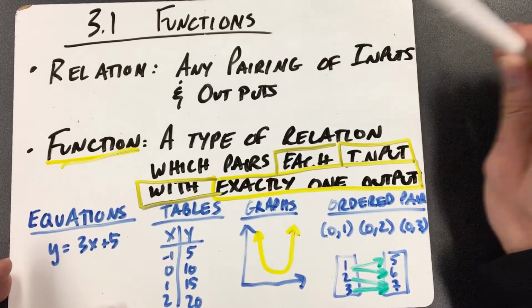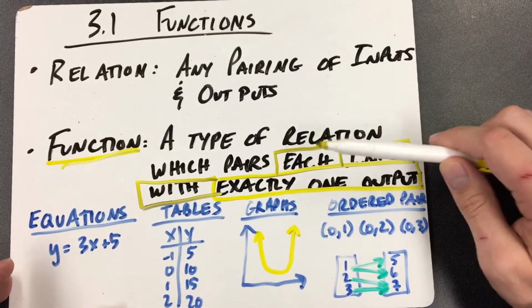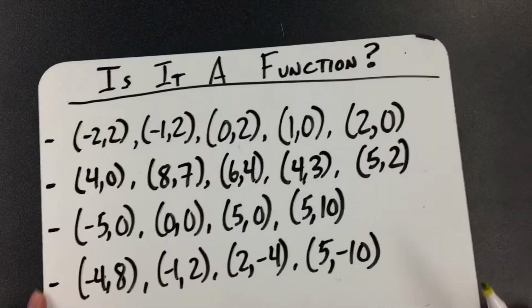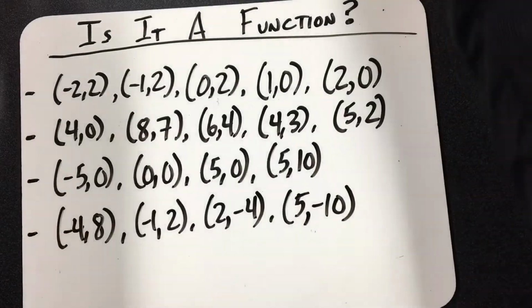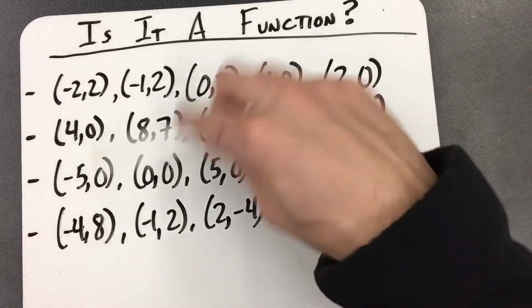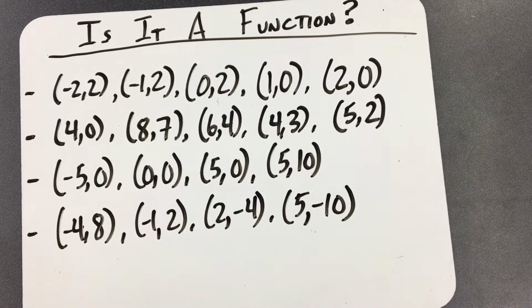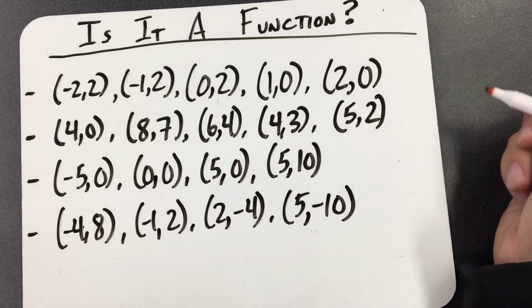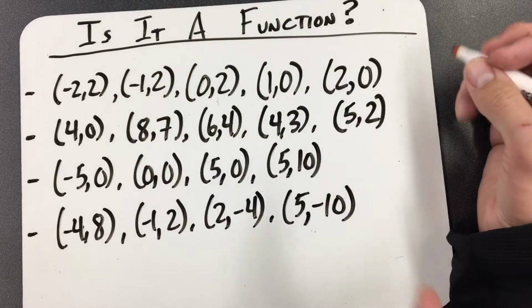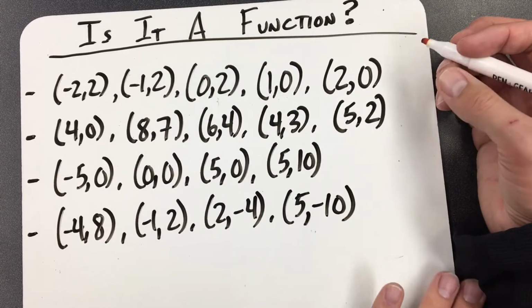Everything is a relation, but then there's a special type of relation called a function. Our goal today is to figure out, are these relations functions? I have four different relations here, four different combinations of x's and y's, of inputs and outputs. Are these functions? How do you determine it when it gives you a list of ordered pairs? Could you graph it and see what shape it makes? Sure, but is it actually faster to do it a different way?